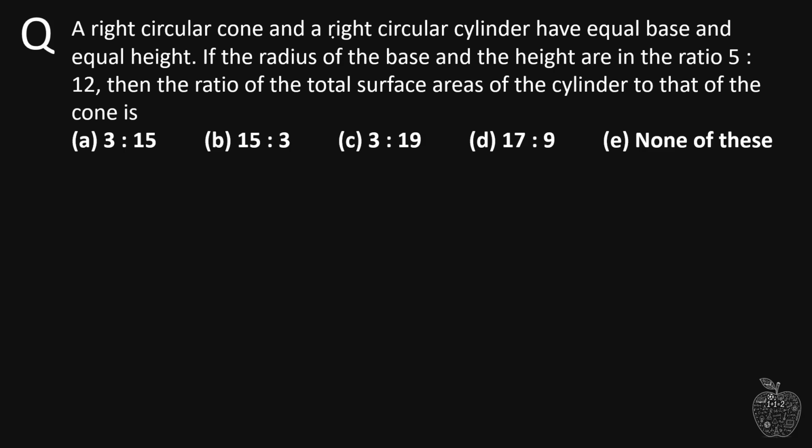A right circular cone and a right circular cylinder have equal base and equal height. If the radius of the base and the height are in the ratio 5:12, then the ratio of the total surface area of the cylinder to that of the cone is what?